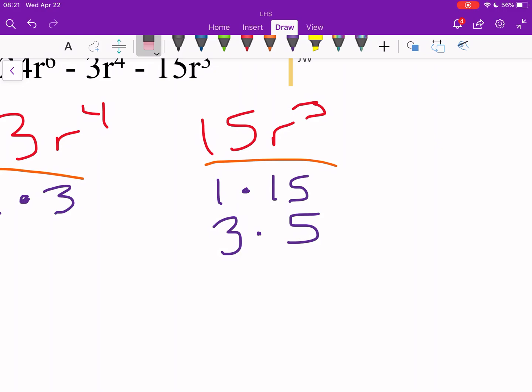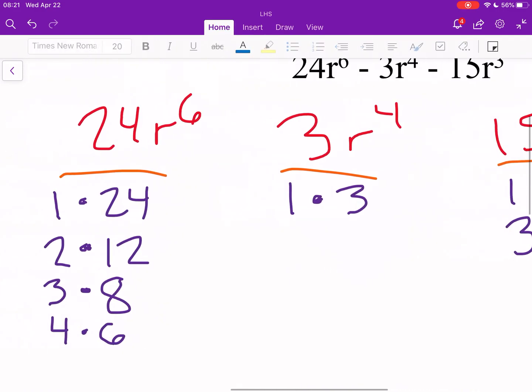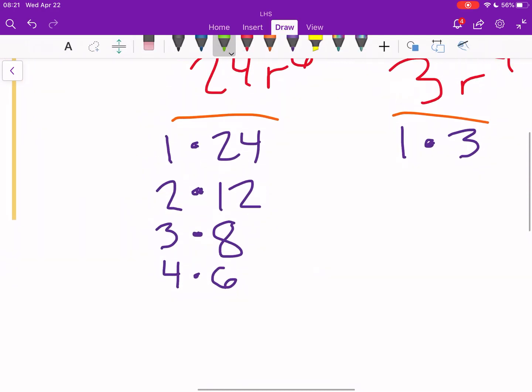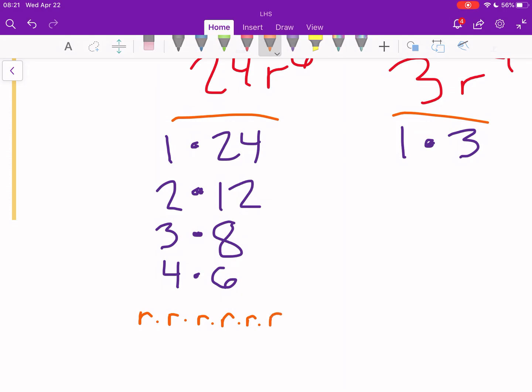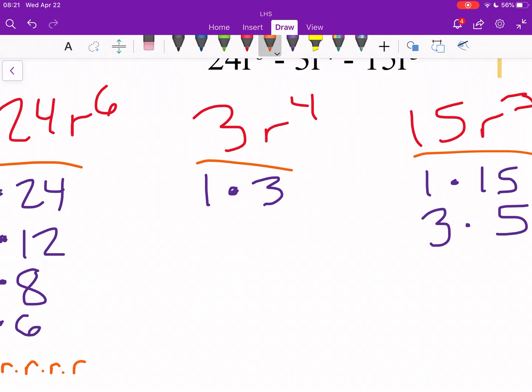Now we need to go and take a look at the variables that appear in each column here. So this first one, 24r to the power of 6, means that I have 6 r's multiplied together, right? 1, 2, 3, 4, 5, 6. But that's it. R is my only variable. Now looking right here, r to the power of 4 means I've got 4 of them multiplied together. 3, 4.